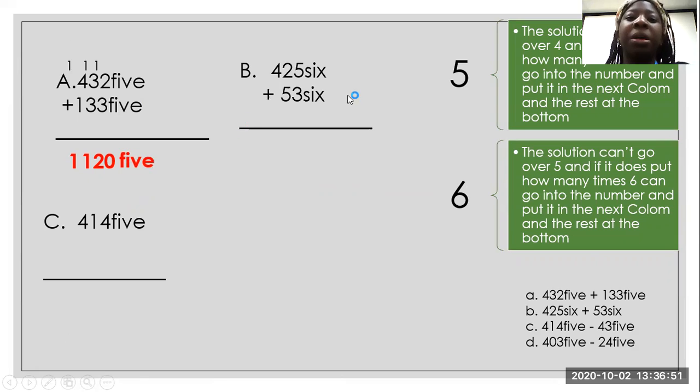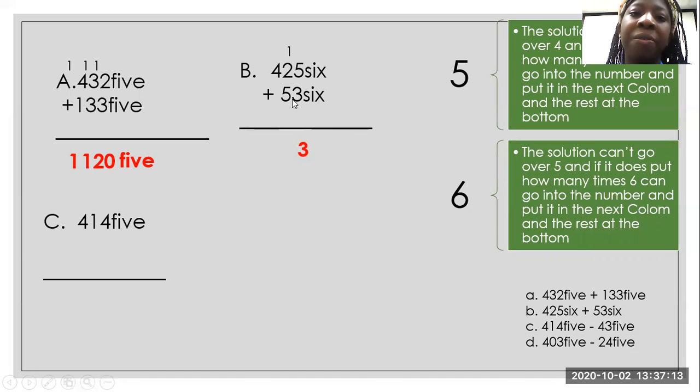Now, our next problem is 425 plus 53. So 5 plus 3 is 8. How many times can 5 go into 8, which is 1 time? So 1 will go to our next row, and then 3 will go down.